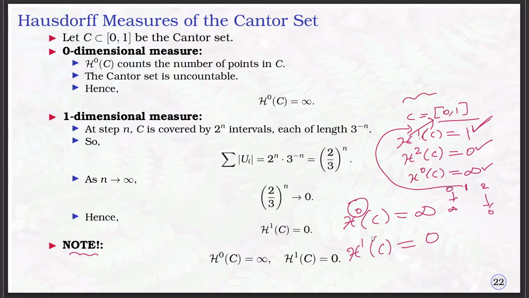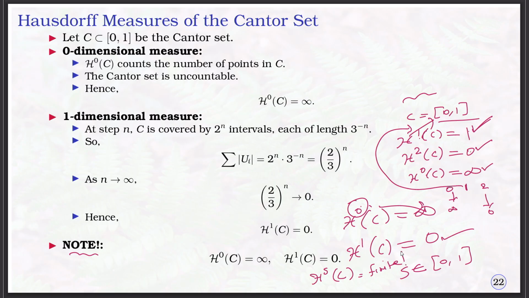Now you can observe that if you give the value 1 for the Cantor set, it goes to 0. If we give the value of s as 0, it goes to infinity. Now the question: in between 0 and 1, is there any s between 0 comma 1 which gives Hs of C as a finite number? Is there any such number?